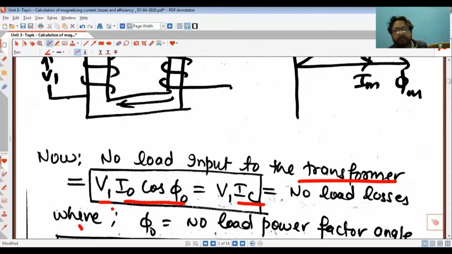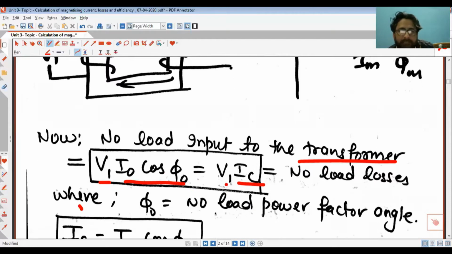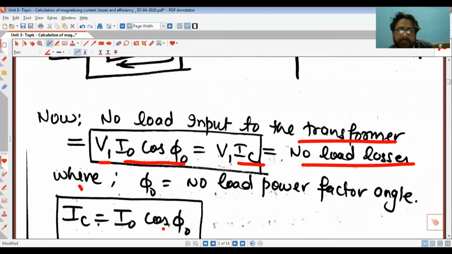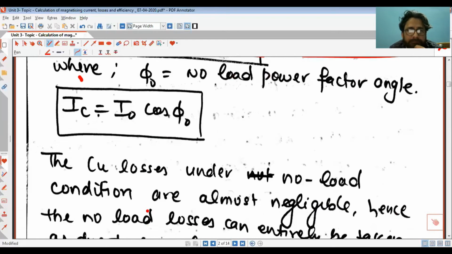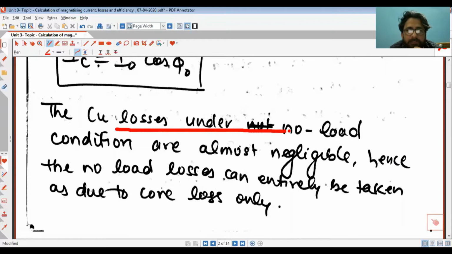So it is equal to IC. So this is nothing but the no load losses. This indicates the no load losses, right? And this component is basically responsible for the heat effect. Okay, so basically the hysteresis and eddy current losses which are available in the core of the transformer, right? Now the copper losses under no load condition.